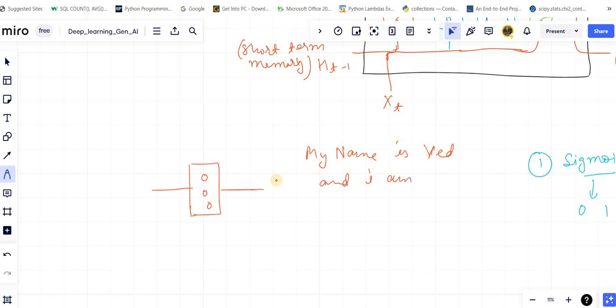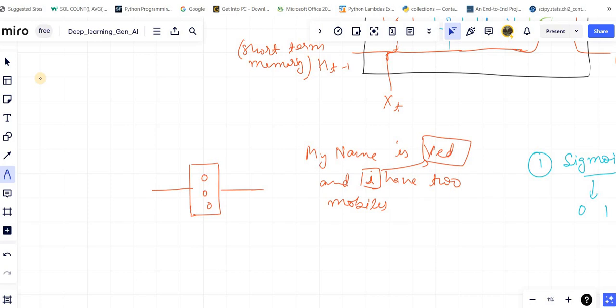Okay guys. So if there is a sentence, my name is Ved and I have two mobiles, you can see this 'I' is related to Ved, right? So there is some sequence, some dependency.